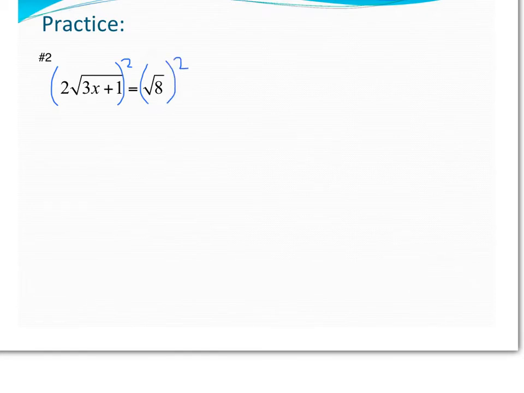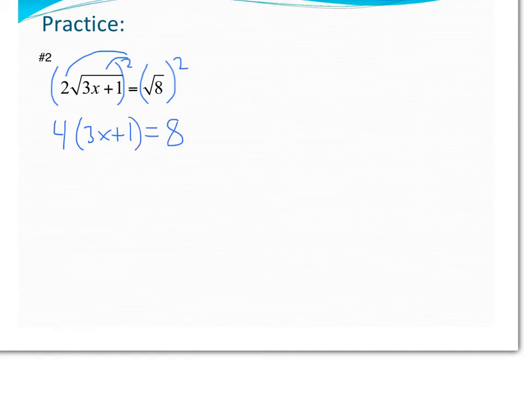All right? But what's going to happen here is I'm going to square the 2 and I'm going to square the square root. Oh, you can't distribute. Yes, you can, because I just have multiplication here. In here, the addition is protected by that square root, the radical there, the house. So that's okay for this one. So I'm going to have 4 times 3x plus 1 equals, and then I'm going to have 8.